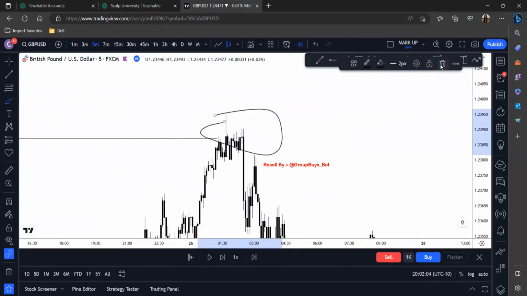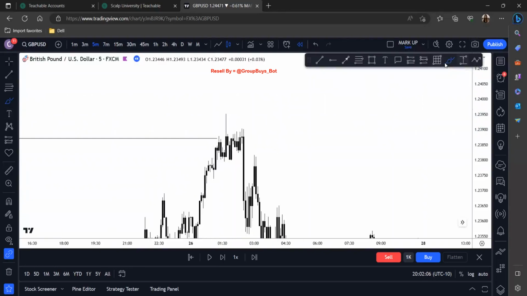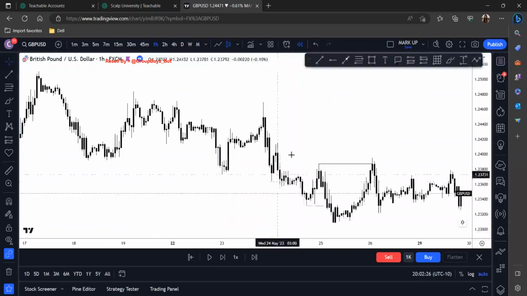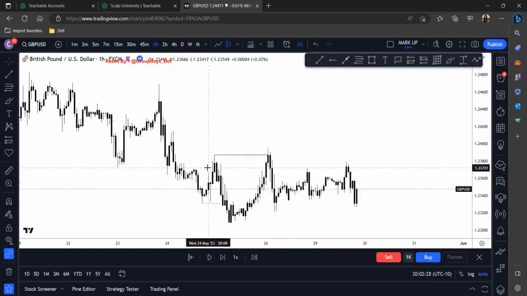I always talked about how we should pay attention to pretty big sized wicks because eventually they will get filled anyway. Whenever you see this, you can already expect and assume that eventually price will take that wick out. Obviously, we don't know when, but eventually it will. And it's a good sign that on the 1 hour we've already cleared liquidity and pushed up.